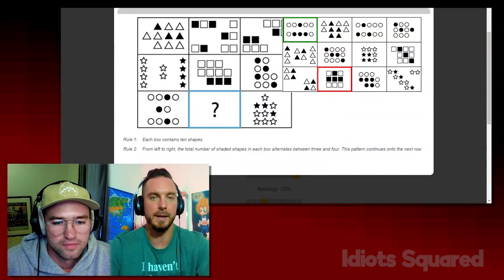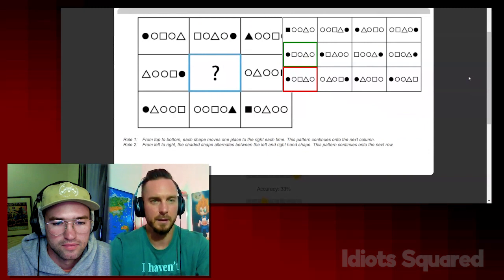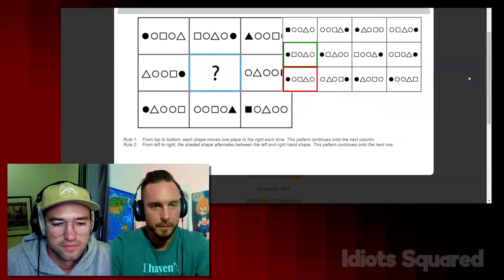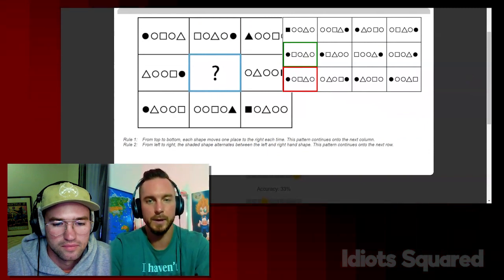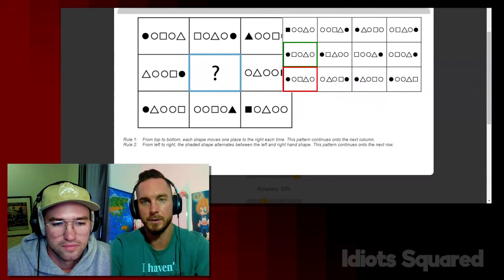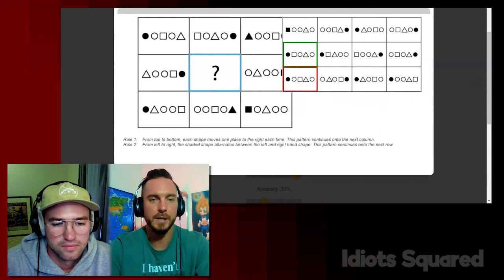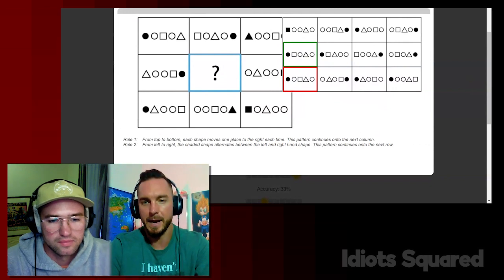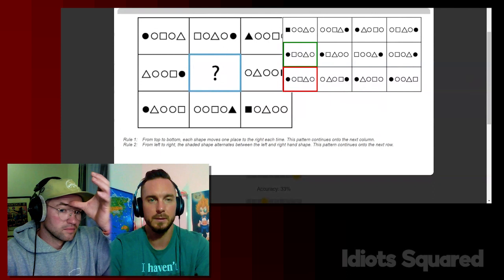All right, this one. Anyway, from top to bottom, each shape moves one place to the right each time. This pattern continues onto the next column. From left to right, the shaded shape alternates between the left and right-hand shape. This pattern continues onto the next row.